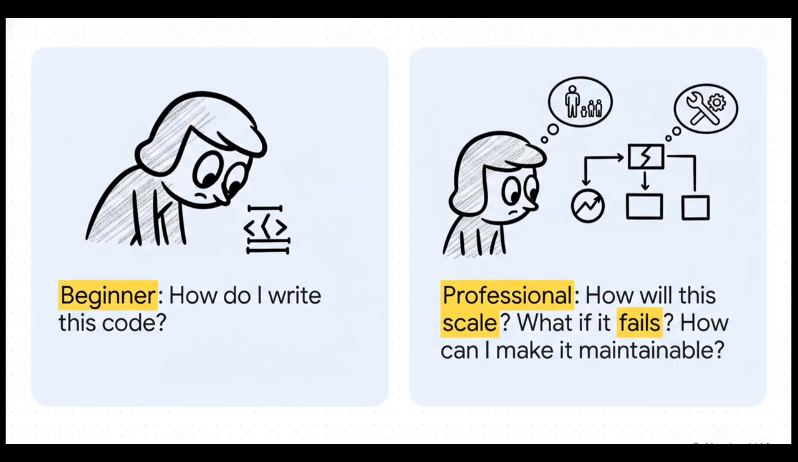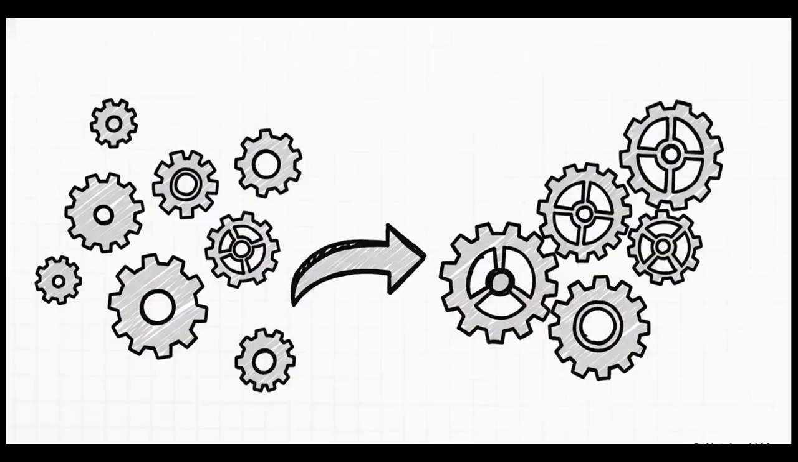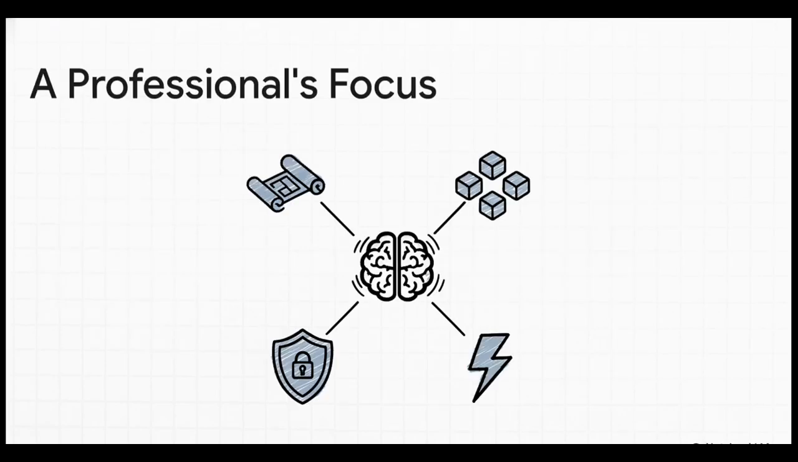See the difference? Those questions about scale, failure, maintenance, they all point to one thing. Professionals think in systems, not just in tiny, isolated pieces of code. They're like master watchmakers, always thinking about how every single gear affects the entire machine. And that system-level thinking zooms in on a few crucial things.